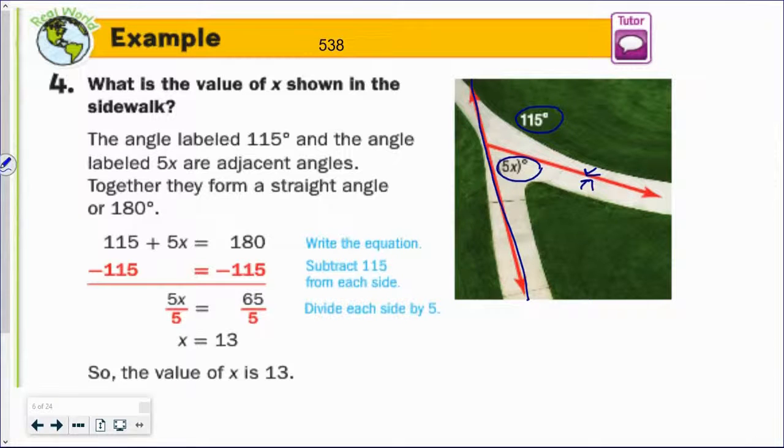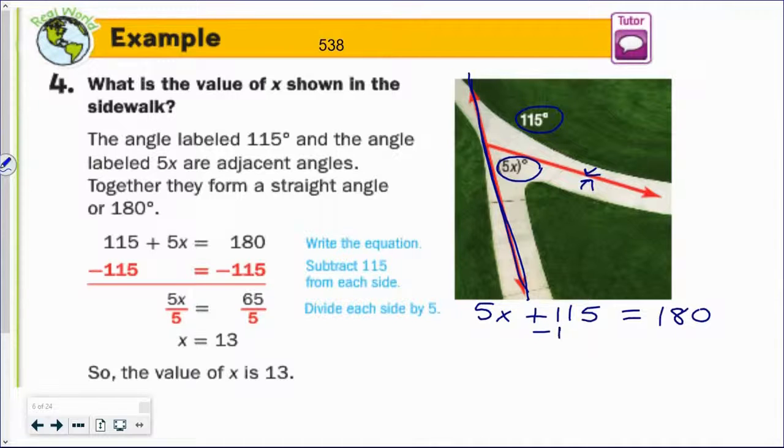But also, if you look at the long blue line that I just drew in there, together they form a straight line. We know that straight angles measure 180 degrees. So these two adjacent angles, if I put them together, have to make this straight line. So I can actually say 5x plus 115, when I add those two angles together, will equal 180 degrees. Now I have an equation that I can solve.